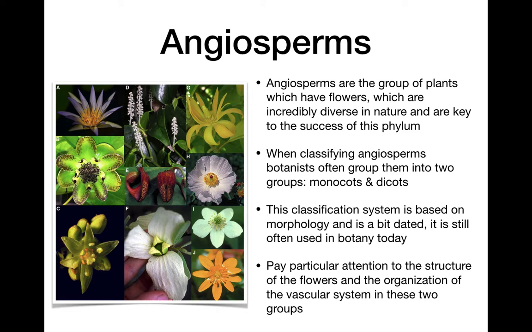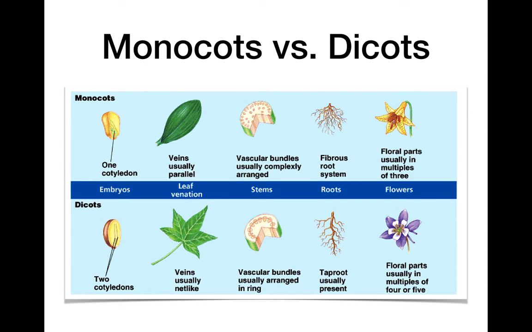Okay, so here we go with monocots and dicots. Pause the video and just take a minute and look at this diagram yourself and really look at the differences between them. Focus in particular on vascular system and flowers.